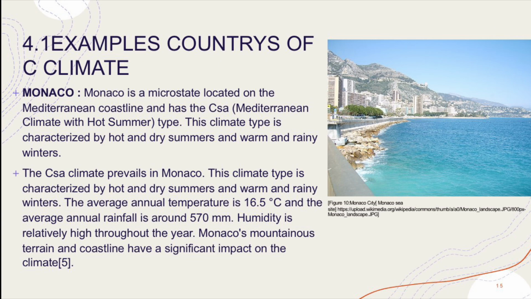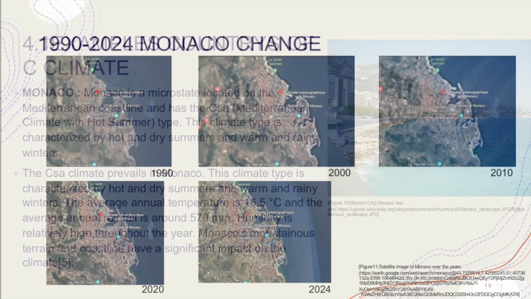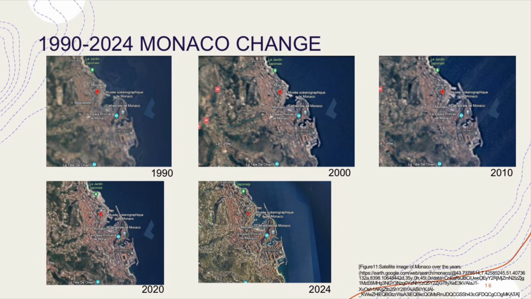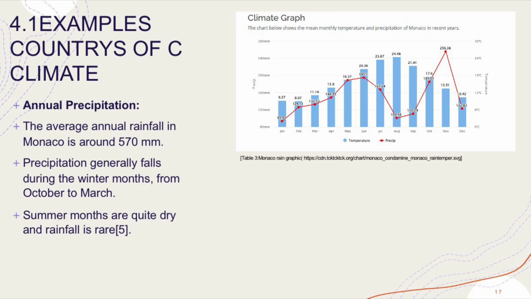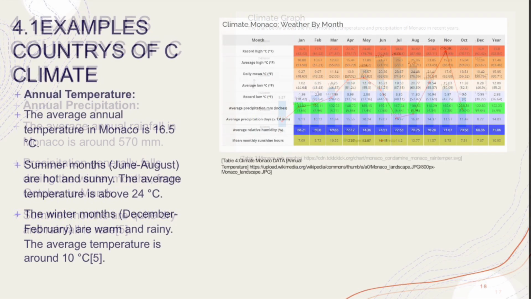The average annual temperature is 16.5 degrees and the average annual rainfall is around 570 millimeters. Humidity is relatively high throughout the year. Monaco's mountainous terrain and coastline have a significant impact on the climate. Annual precipitation: the average annual rainfall in Monaco is around 570 millimeters. The precipitation generally falls during the winter months from October to March. Summer months are quite dry and rainfall is rare.